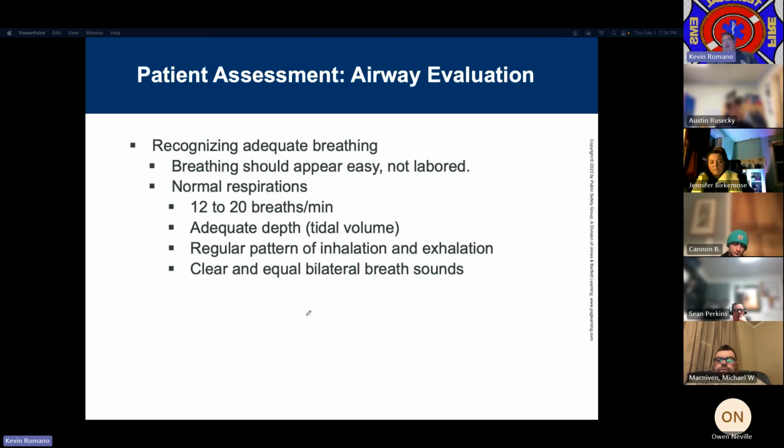Regular pattern of inhalation, exhalation, breath in, breath out. Clear and equal bilateral breath sounds. You're checking 8 spots in the back, 4 spots in the front, right? Get a good set of lung sounds. Everything is moving in and out of the lobes.